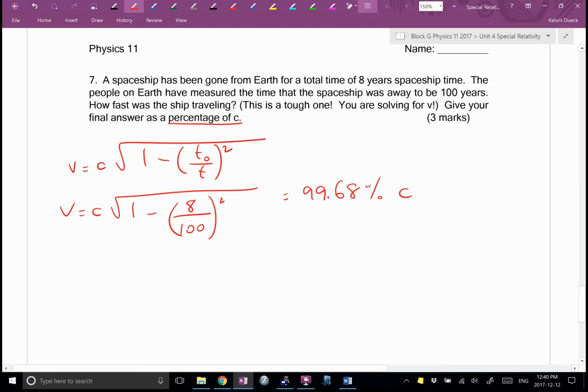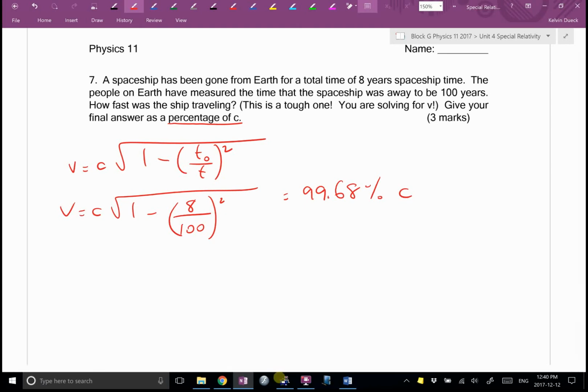Now, here's what I wouldn't take. Don't round that off to 100, because if you're telling me it's 100% of the speed of light, it can't go that fast. So 99.7 I would take. 99.6, I'm taking a half mark off, and I'm saying learn to round off properly.